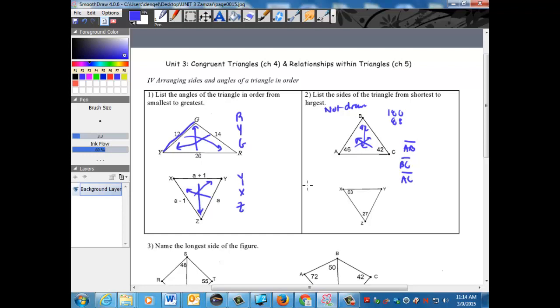63 plus 27 would give us 90. So this is going to be a 90-degree angle. Again, clearly not drawn to scale. So XY would be our shortest side, ZY second shortest, and then XZ would be our longest side.